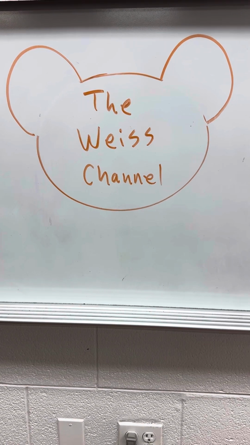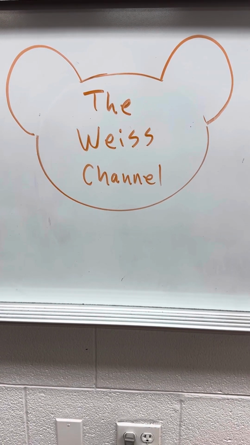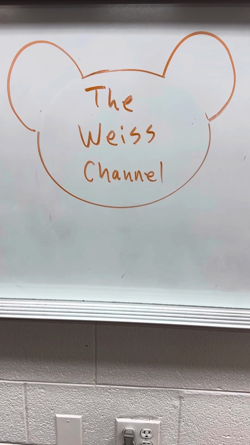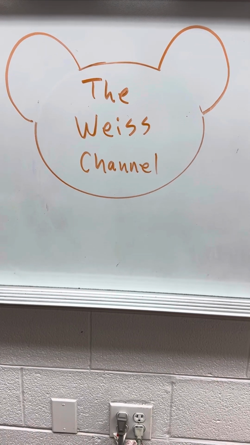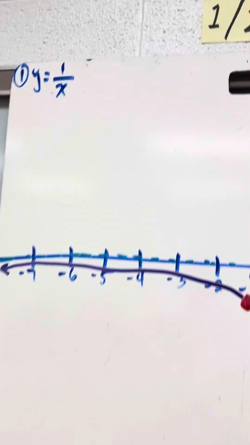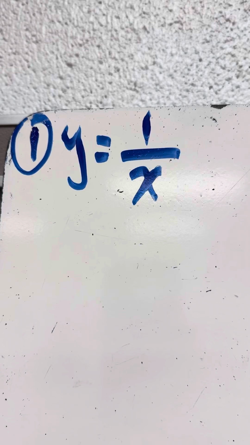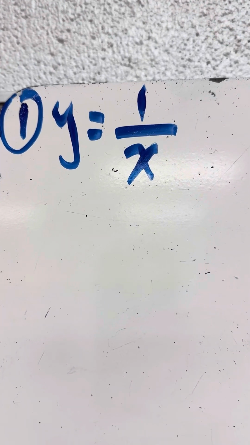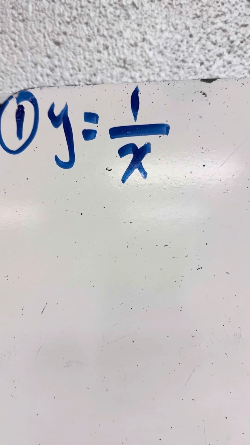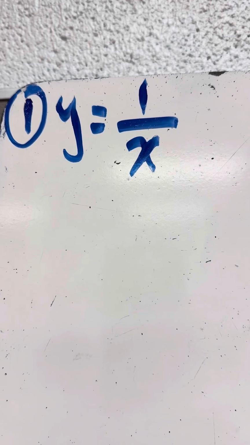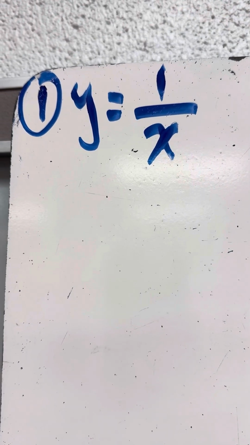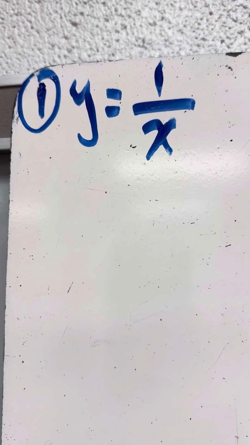Today we are introducing the graphing of rational equations. Here, look. Y equals 1 over x. Rational means a ratio, means a fraction. So 1 over x is rational. It's a ratio. It's a fraction.